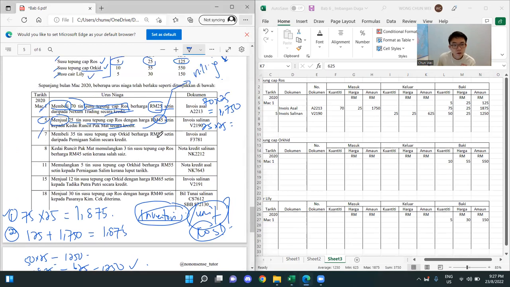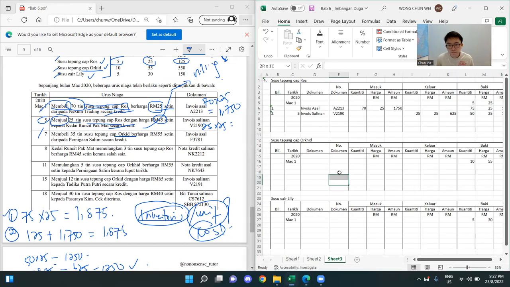So now we go to 7. So 7, you believe 35 tin susu tepung cap orchid. Okay, so now it's orchid. So you look for the product orchid. Orchid, sini. So you believe 35 tin on 7, right? Okay, so sini. 7. Document dia ialah invoice asal F3781. You beli, right? Beli means product barang yang itu masuk. So you got berapa unit? 35 unit.